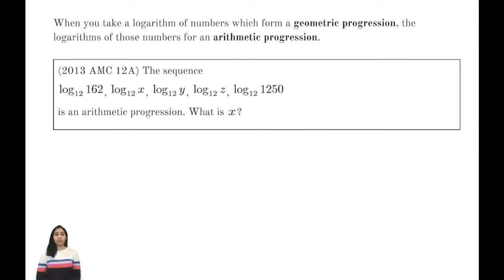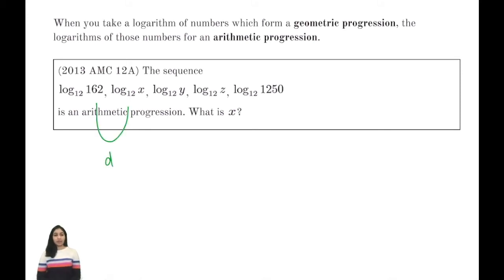So in this next problem, we're going to use an interesting fact, and it's when you take a logarithm of numbers which form a geometric progression, the logarithms of those numbers form an arithmetic progression. So now let's get into our problem, and this is from the 2013 AMC 12A. It tells us that the sequence log base 12 of 162, log base 12 of x, log base 12 of y, log base 12 of z, and log base 12 of 1250 is an arithmetic progression, and we're trying to find x. So let's say the difference between these terms is d.